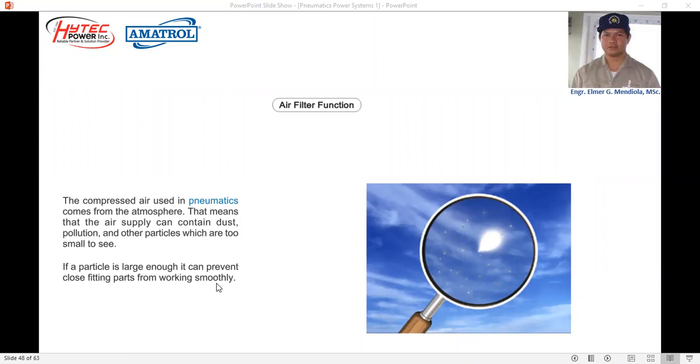One of the most important components in a pneumatic system is the air filter, which is usually part of the pressure regulator. The compressed air used in pneumatics comes from the atmosphere. That means that the air supply can contain dust, pollution, and other particles which are too small to see. If a particle is large enough, it can prevent close-fitting parts from working smoothly. That is the reason why an air filter is needed in order to remove these impurities and particles.